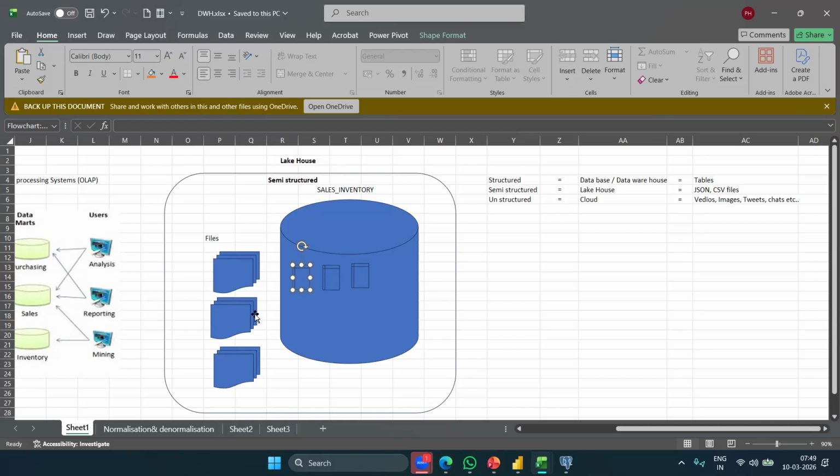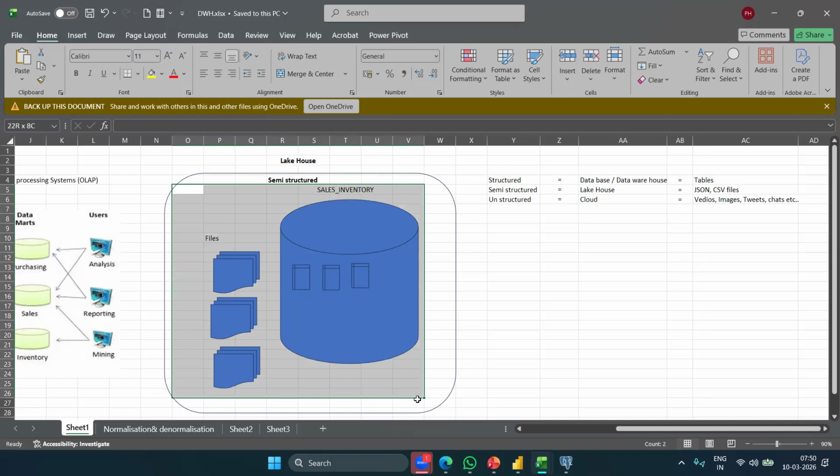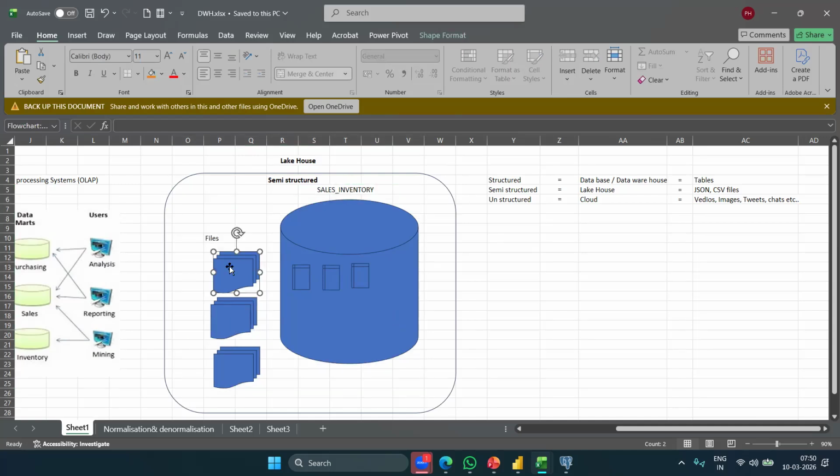So for that, we got files with different formats, JSON formats, Parquet formats, all those things. So this is a kind of semi-structured, right? Now, the systems that can handle both structured and semi-structured kinds of data are the lake houses. Okay, lake houses can store semi-structured data like JSON, CSV files and all those things.